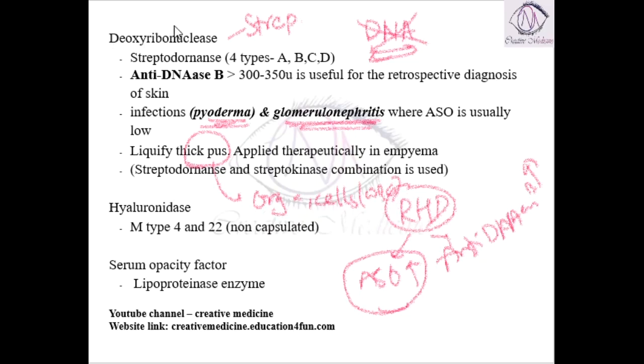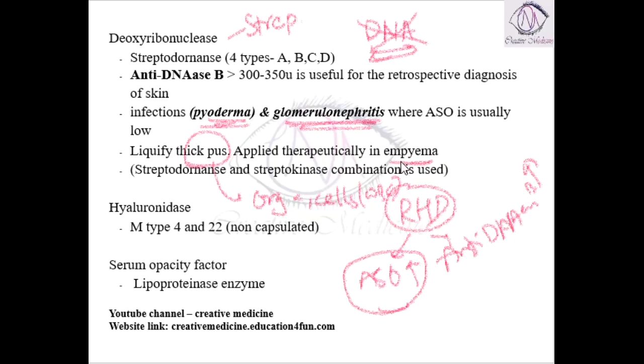So if you see, when the deoxyribonuclease is given to this thick pus, it will destroy the DNA. So the DNA present in the cells is destroyed, and even the organisms are destroyed. As a result, the thick nature of the pus is lost, and it will liquefy the pus, and thus it is used in empyema.